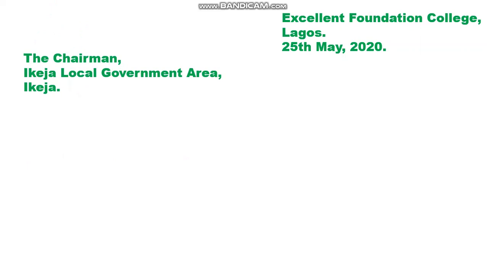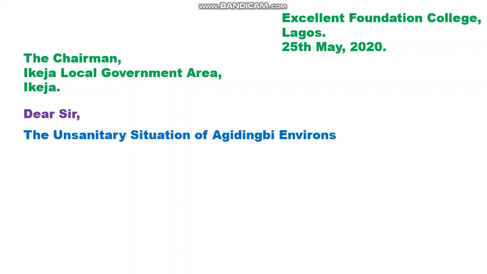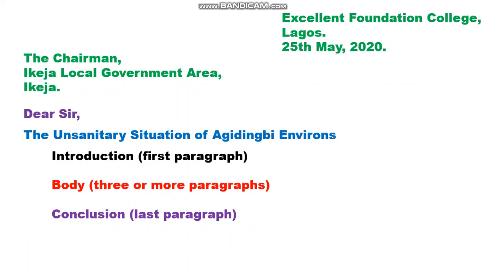The other feature that is not in the informal letter is called the official salutation, which is dear sir. After dear sir, we have another thing. It is not in the informal letter. It is available only in this letter called formal, and it's called the heading. The heading is there, or some people call it title, the unsanitary situation of Agidingbi environs. Then after this, the same way we wrote the body of the informal letter, the same application we are going to use here. Introduction, the body paragraphs, and the conclusion.